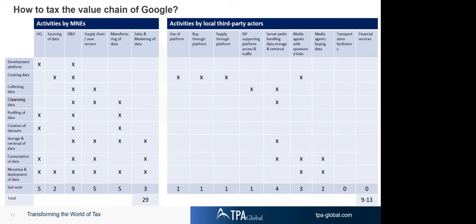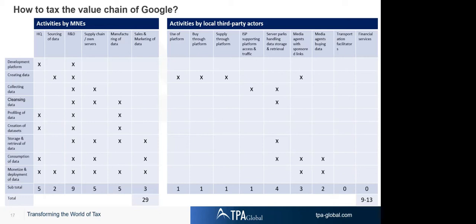How is Google able to make money? Well, they're only able to make money through the local third-party actors who use the platform. So they use the platform, they buy or supply through the platform. There's an internet service provider. In some countries there are server parks on which this all runs. So as a consequence, you basically say this platform premium is only achievable if you have local third-party actors. In the absence of Google being present in a country, you would, in a normal BEPS sense, not attribute any profit to it. What Pillar 1 is really doing, and this is the economic explanation of that, is saying that without the local actors, Google would not be generating that profit. So we have to take the local actors into account.